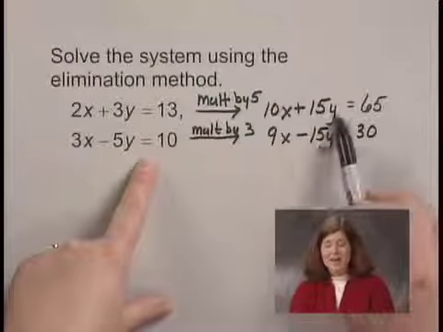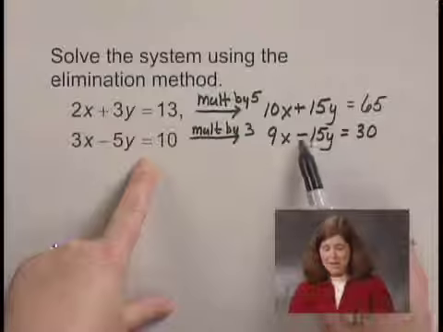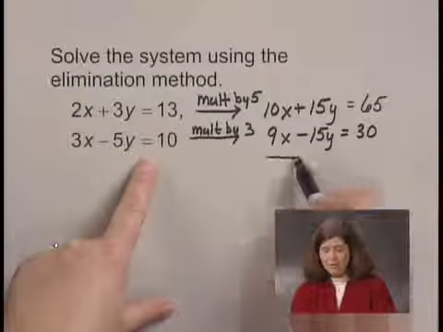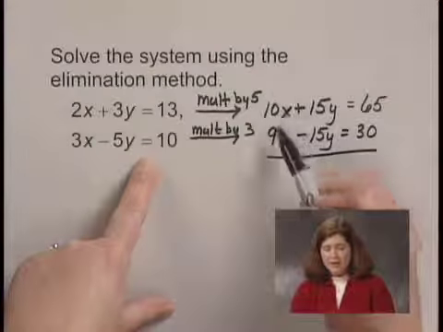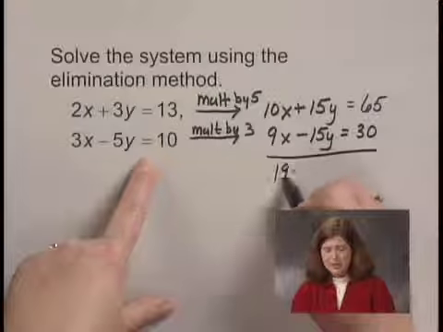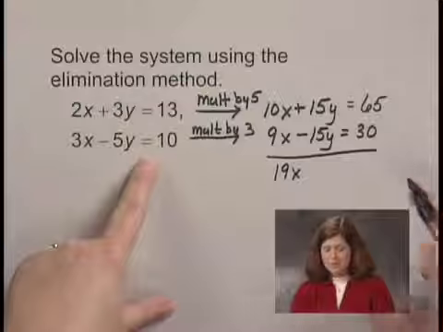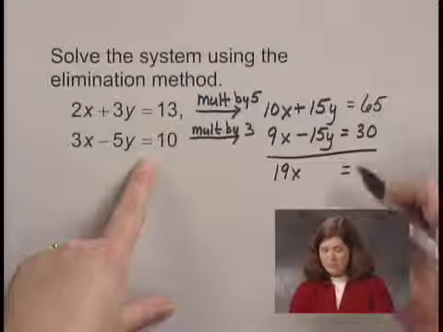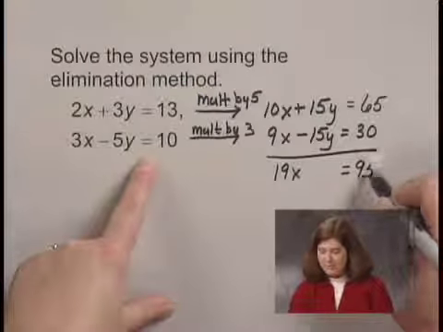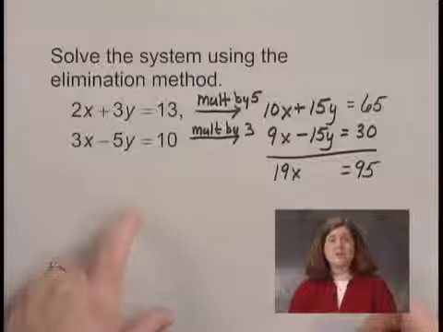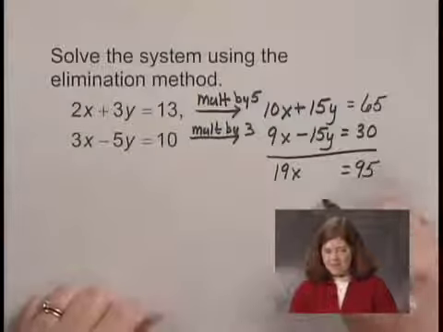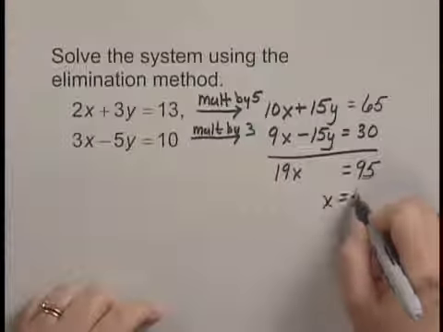Now I have 15y in one equation and minus 15y in the other. So that when I add, I have 10 plus 9, which is 19x, 15y minus 15y, which is 0, and 65 plus 30, which is 95. To solve for x, I divide on both sides by 19, and I have x equals 5.